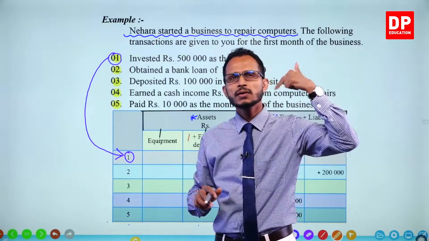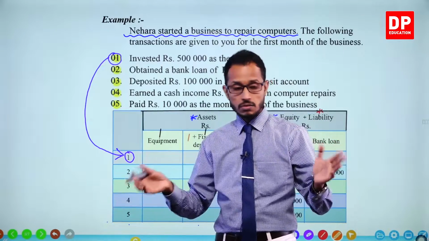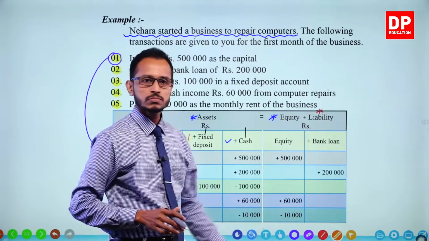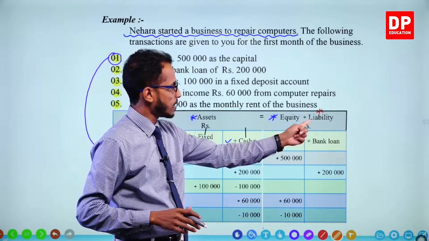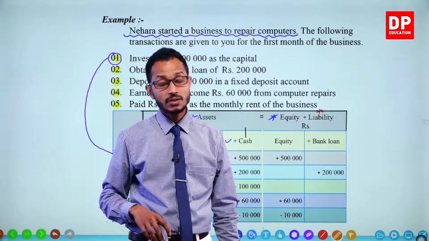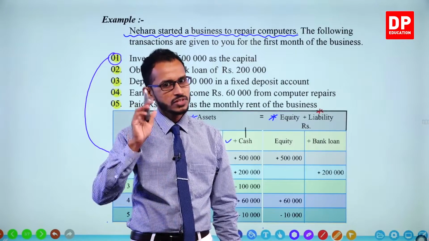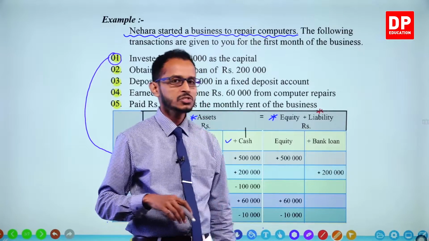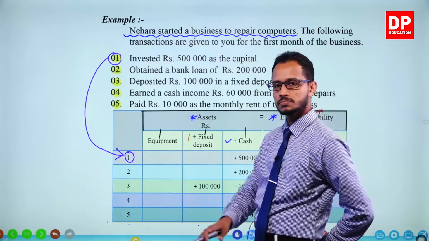Next, obtain a bank loan. Now you think, bank loan is a liability. Which means under liabilities, you should have a separate column for bank loan. One of the main liabilities. Likewise, children, you should decide on how assets and liabilities should be categorized.